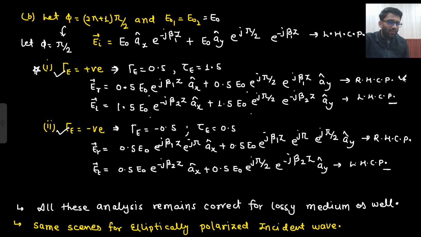So here only the new thing came up. What is the new thing that came up? You only need to remember this: if the incident wave is right hand circularly polarized, then the reflected wave will be left hand circularly polarized. Rest all will remain as it is in the case of normal incidence, right?